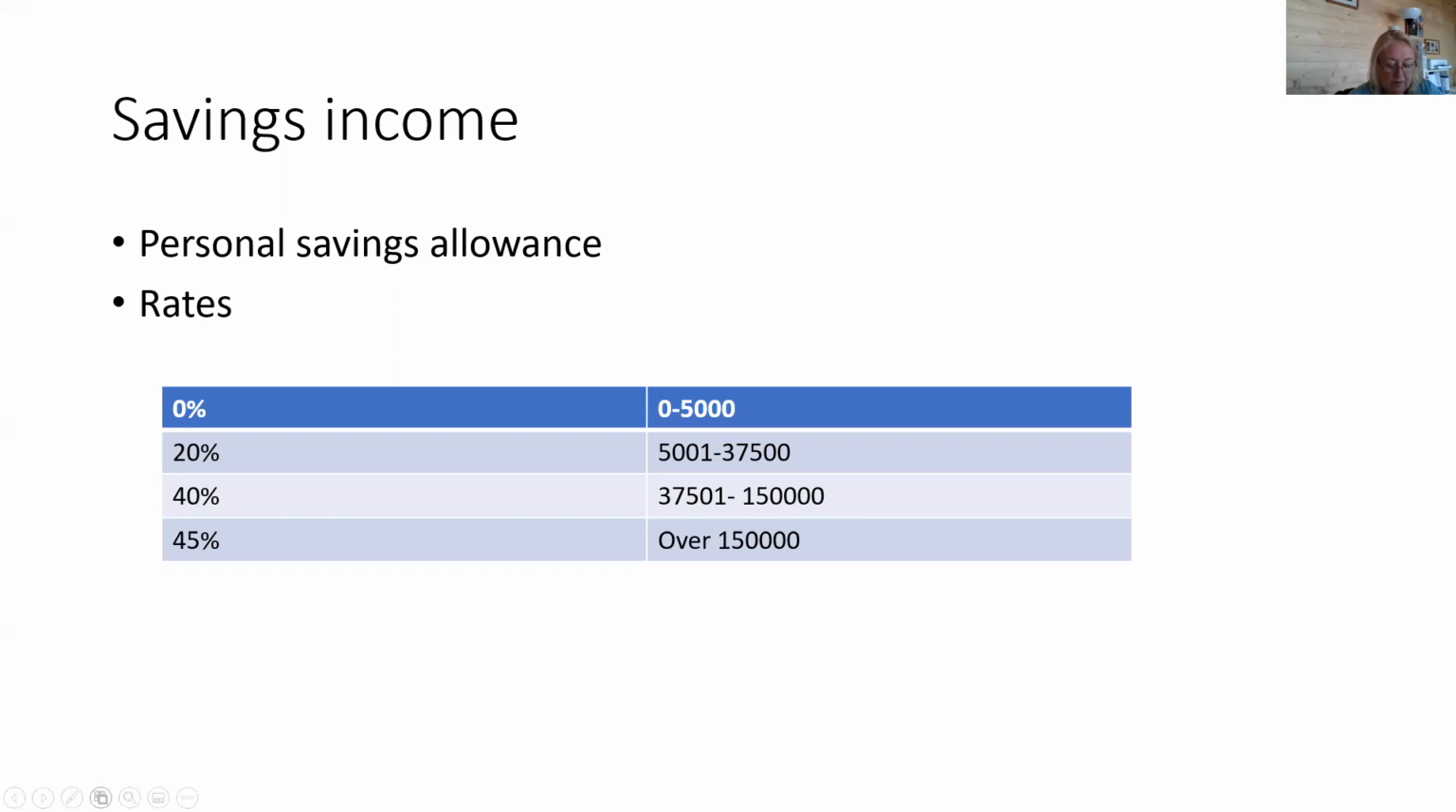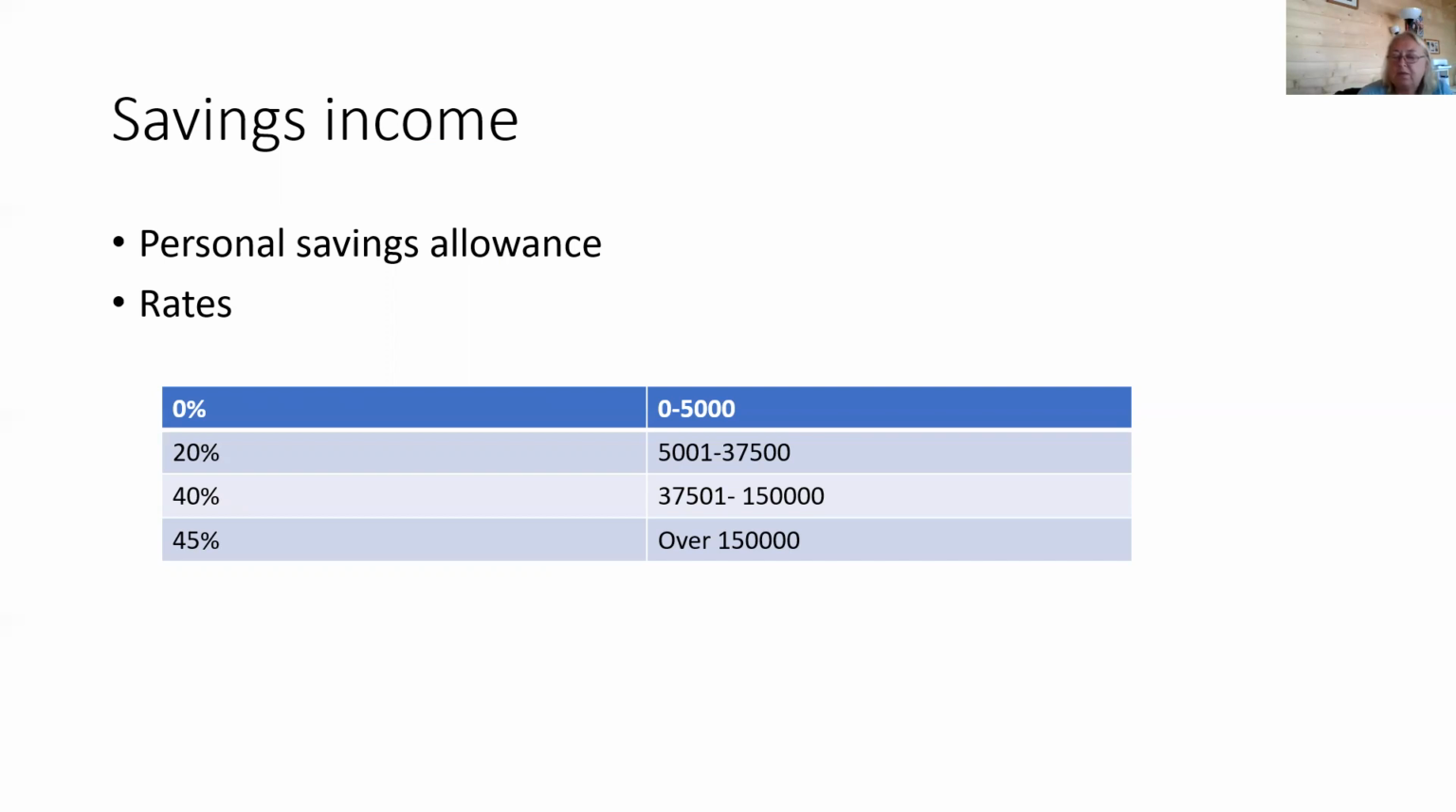Okay. And then the rates are, if your non-savings income after deducting your personal allowance is below £5,000, then the remainder of that £5,000 is taxed at 0%. Then if you have any of your basic rate band left, then it's at 20%, and then the higher rate, and so on. So it's taxed on the same sort of rates, but it's taxed as the additional slice. So if you've already used up your first amount of money, then you can't use it again.